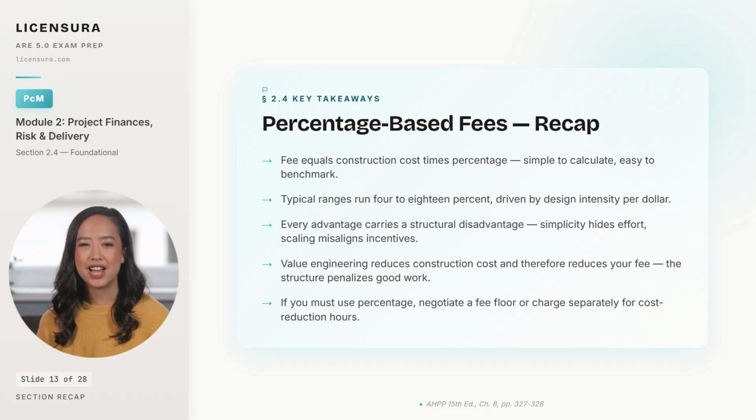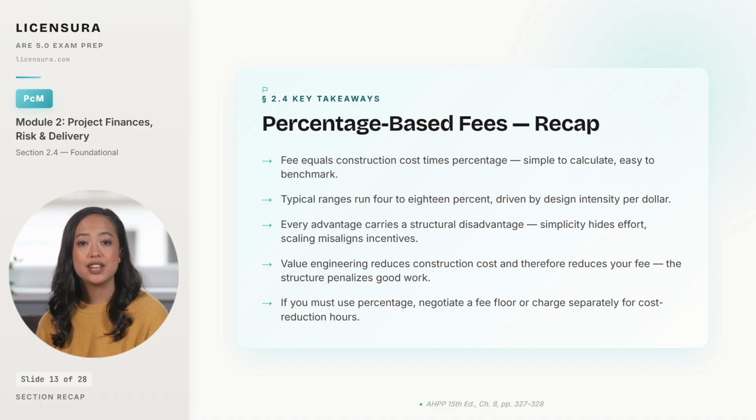Simplicity hides design effort, scaling misaligns incentives, market standard pricing leaves you without certainty until bidding closes. The structural problem you must internalize is that value engineering reduces construction cost, which reduces your fee, which means the better you perform for the client, the less the firm earns.